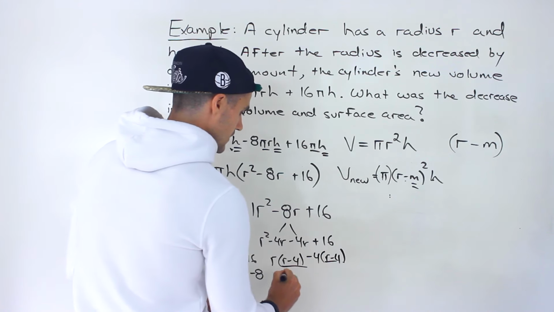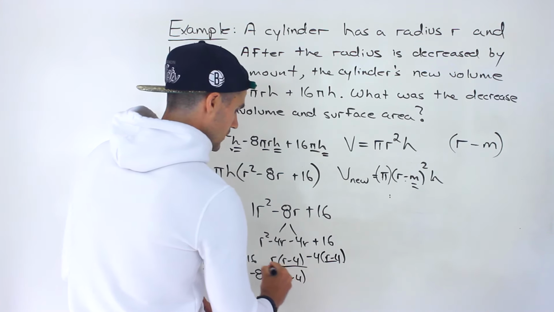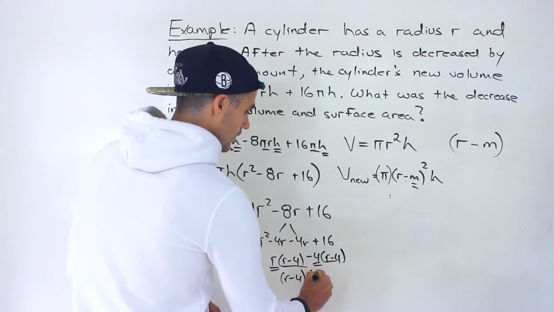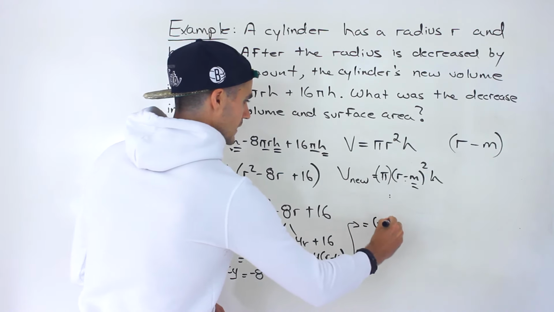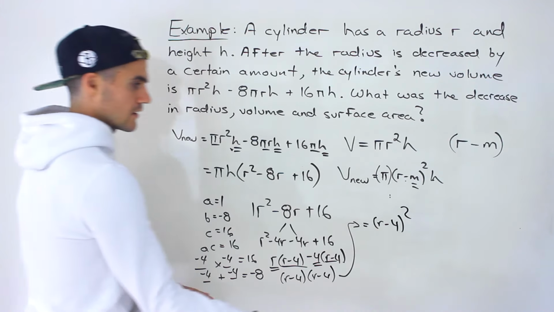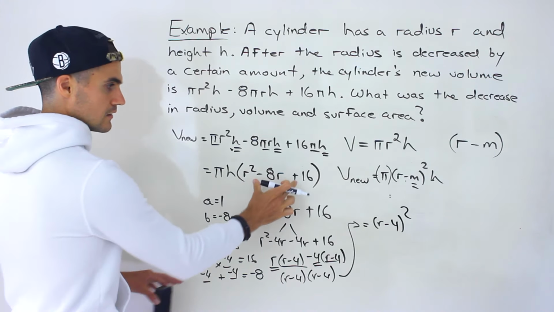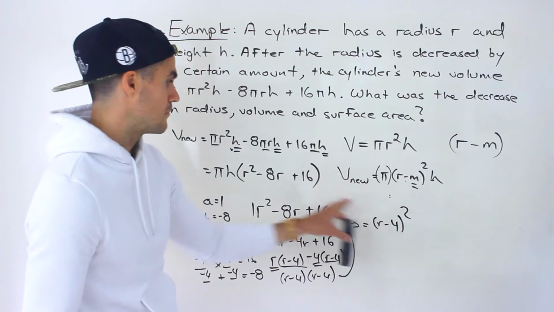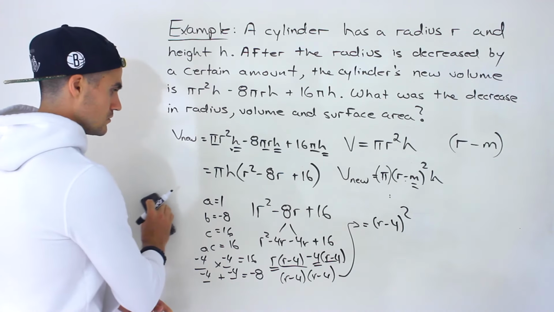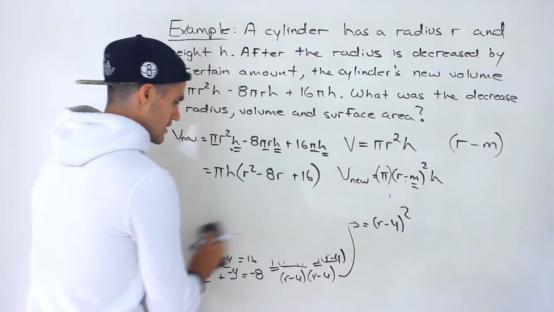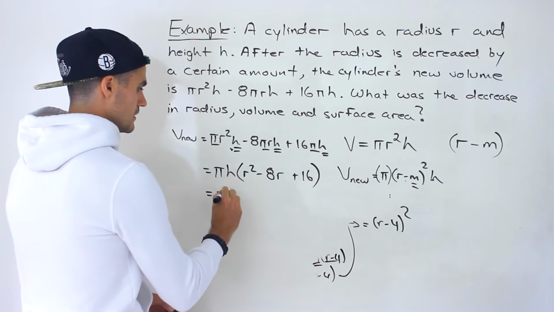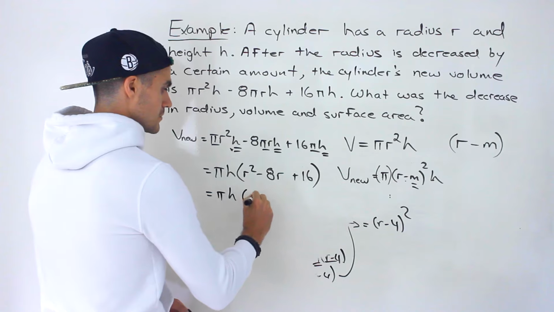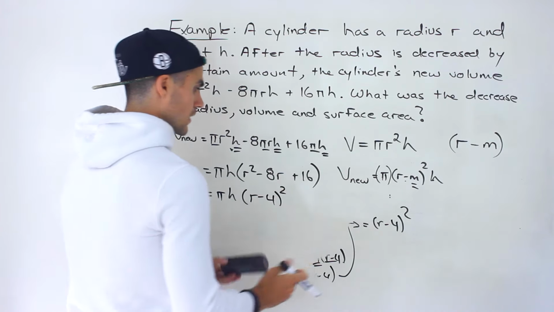And then notice we could take out an r minus 4. And what are we left with? r minus 4. So this ends up being r minus 4 squared, like that. This bracket factors into that. Both of these are the same thing. So going back to this over here, we'd end up with pi h, and then this is going to be r minus 4 squared, like that.